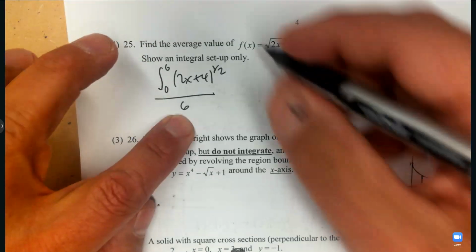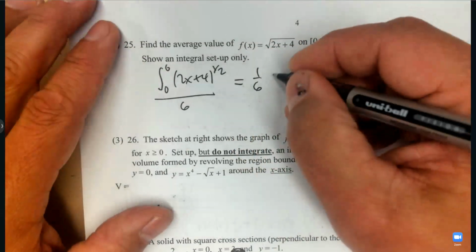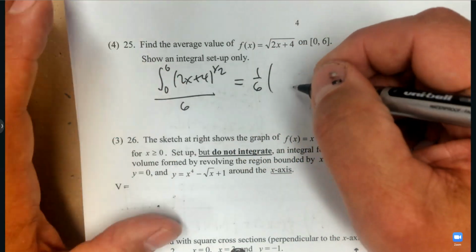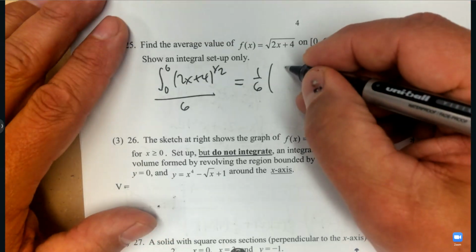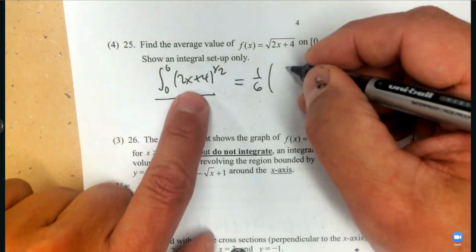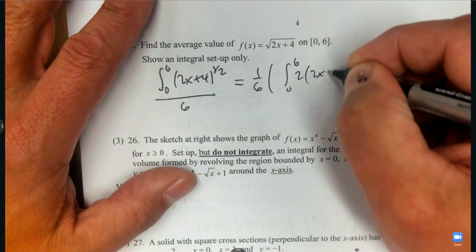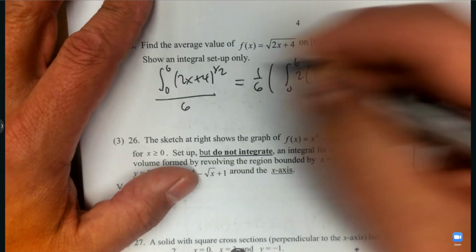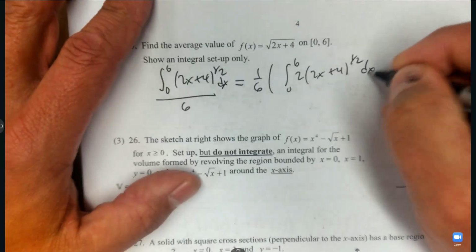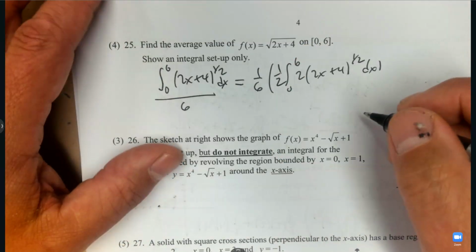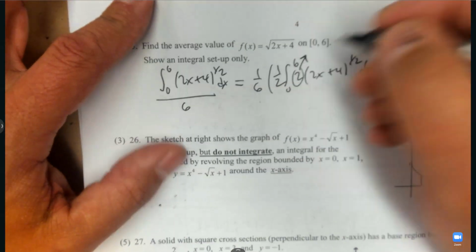So 6 take away 0 is 6. I'm just going to write that as 1/6. And then I'm going to integrate this. So to integrate this, I need to see the hook. So the hook is 2. That's a dx, which means it was a 1, it became a 2. So this hook is not part of my answer.